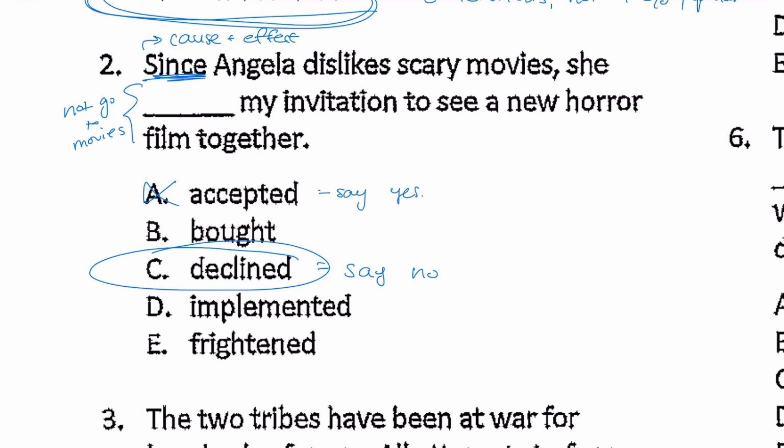And bought means like you kind of buy the invitation, which again, is not what we're looking for here. Implemented and frightened don't really make sense. Frightened does mean scared. However, that's not what we're looking for. We're looking for this invitation. So she declined the invitation. She said no to the invitation. So she's going to watch something else.